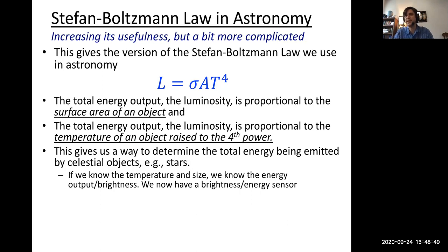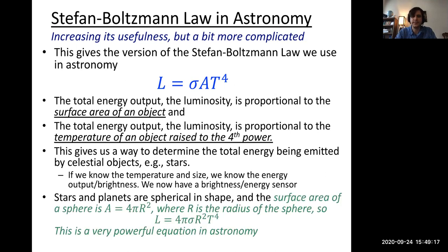Wien's law became a thermometer for the universe. Find something that's like a black body, look at its black body spectrum, figure out where that peak is, and boom, you've measured its temperature. Stefan Boltzmann is giving us a brightness sensor for the universe. It's telling us how bright things are. It's telling us how much energy the stars themselves are producing, which is related to how stars function. Again, just all from the light.